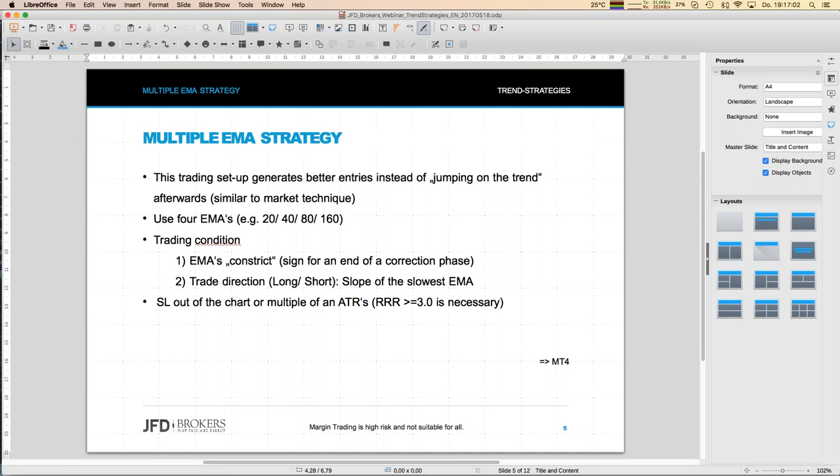So this multiple EMA strategy tries to generate better entries instead of just jumping on the trend. Sometimes you see the trend and it's already running. And then you think, should I just jump into it? So the market, for example, euro, US dollar goes down, so open a short position as we speak. That is jumping on the trend. That is not totally bad, I would say, but there's something you can do better.